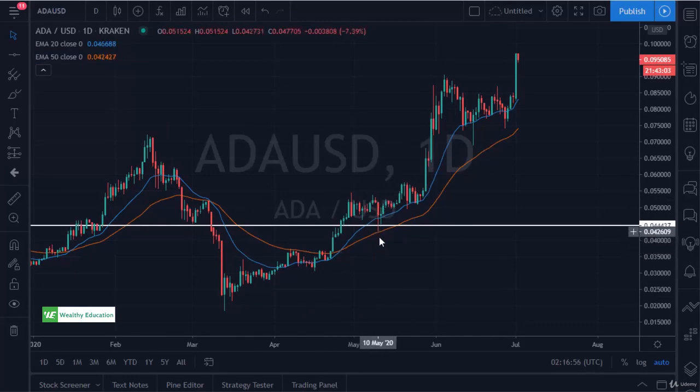Now notice we dropped all the way down to the 50 and bounced. We're spread out. The 20 is offering support. A couple of different reasons to think about going long.